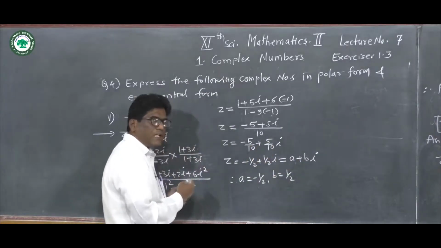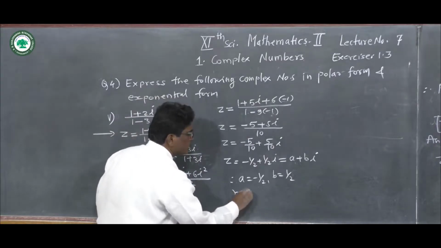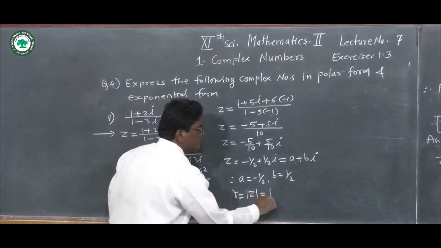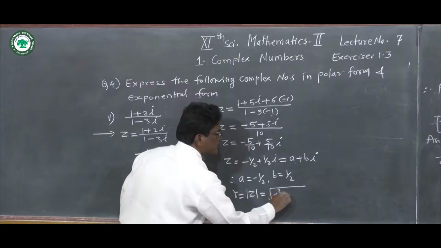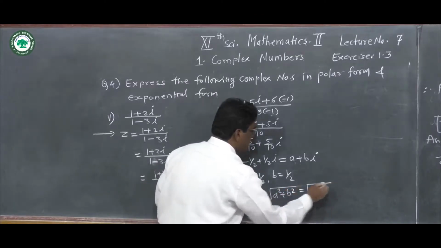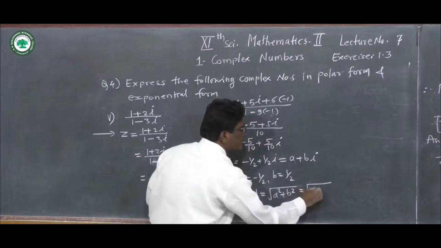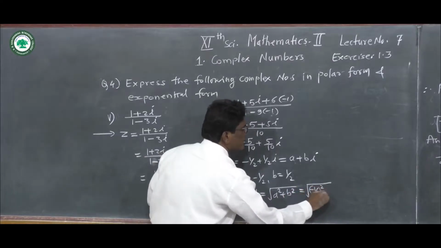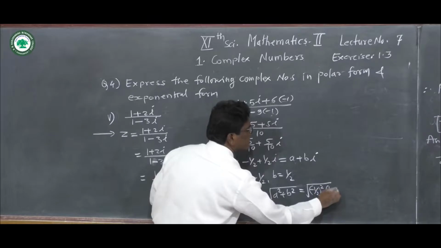And now find r. r means mod of Z. r is equal to mod of Z. It is equal to under root of a square plus b square. So it is equal to under root of a means minus 1 half, minus 1 half square, plus b means 1 half, its square.